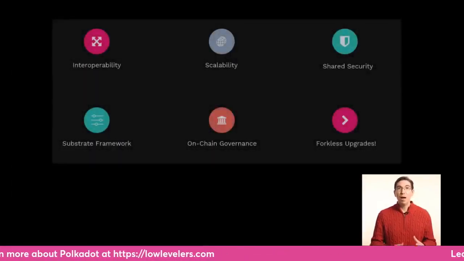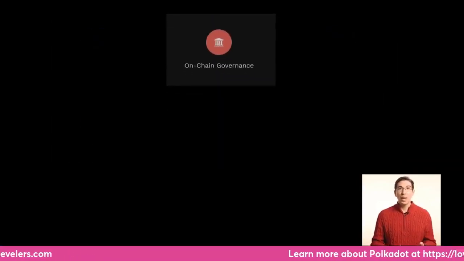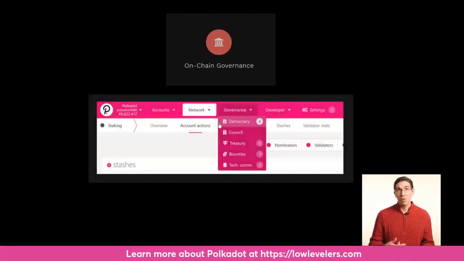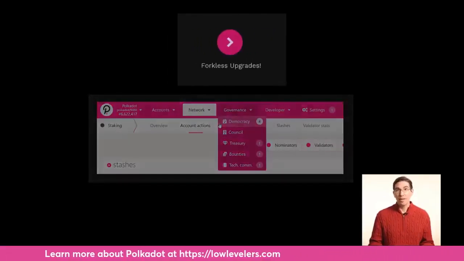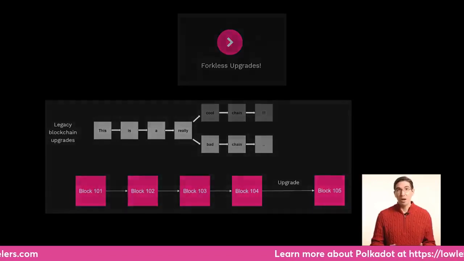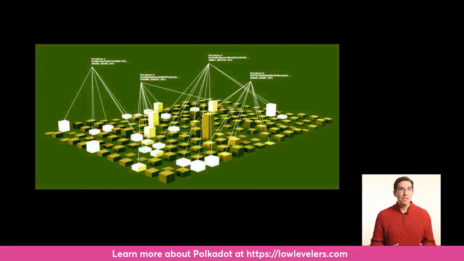Polkadot also includes some other features which allow it to grow and evolve. Some of these include on-chain governance, that is, allowing users of the network to vote on the future of the network, and forkless upgrades, that is, updating the rules of the chain without insisting that node operators download and install new software. Additionally, Polkadot does not require the massive amount of electricity that legacy blockchains require to mine new blocks.